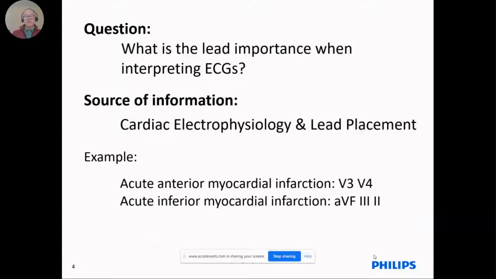And a couple of very obvious examples. So acute anterior myocardial infarction, there you worry about ST elevation in the anterior wall, and leads V3 and V4 would be the most important. Or acute inferior myocardial infarction, you would look for ST elevation in lead AVF, lead 3, lead 2. So that's the physical location.